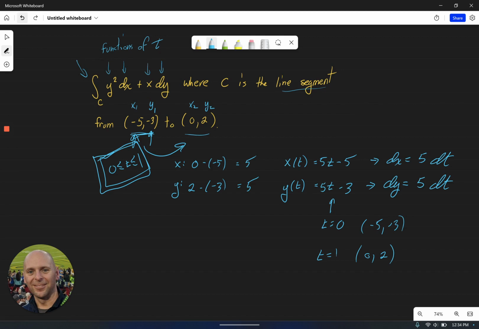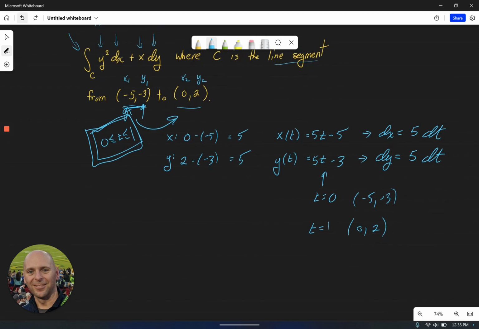So now let's plug all of that in and set up our integral. Again, we're integrating from 0 to 1. That was all by design. And y is going to be equal to this 5t minus 3 times dx. Again, dx over here is 5 dt. So times 5 dt plus x. Again, x is 5t minus 5. And again, times dy, where dy is 5 dt.